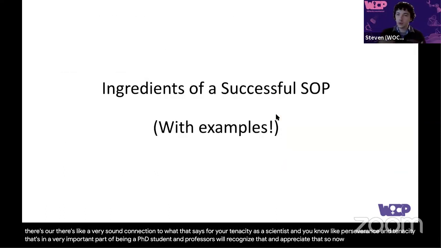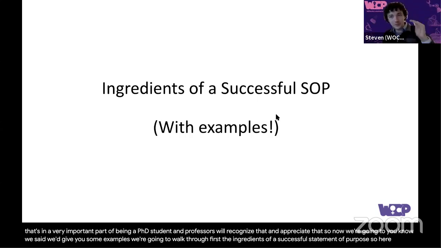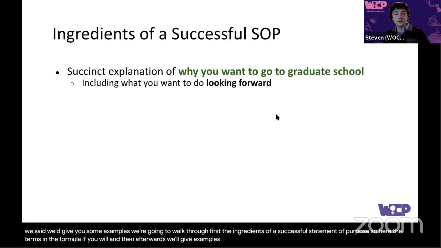So now we said we'd give you some examples. We're going to walk through first the ingredients of a successful statement of purpose. So here are the terms and the formula, if you will. And then afterwards, we'll give examples for each of those ingredients.